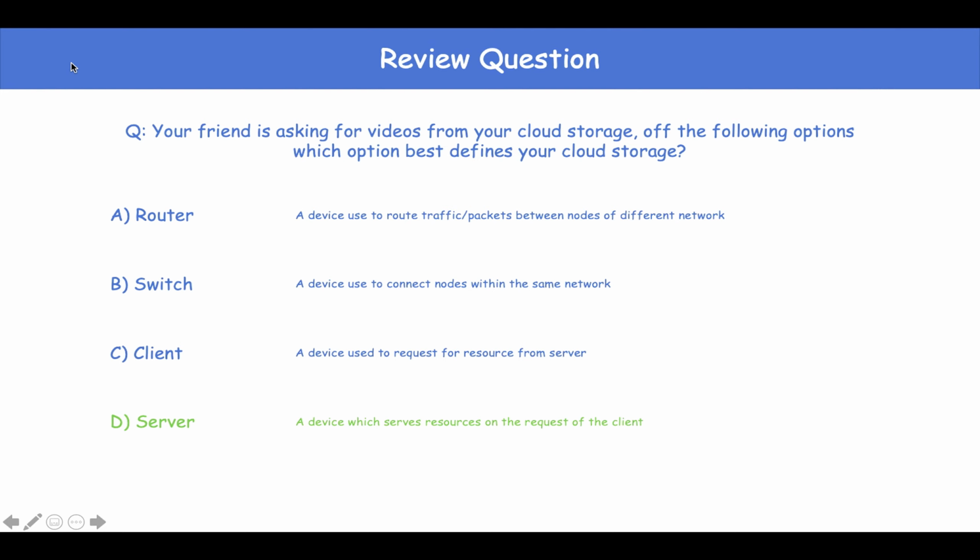Let's go over each of the other options one by one to see why they are wrong. Option A is a router, which interconnects local networks. It is not an endpoint which serves a client's requests. Therefore, this is wrong. Option B is a switch, which connects devices in a local network. It cannot fulfill a request of a client. Therefore, this is wrong. Option C is a client which requests resources and does not serve resources. Therefore, this is a wrong option.